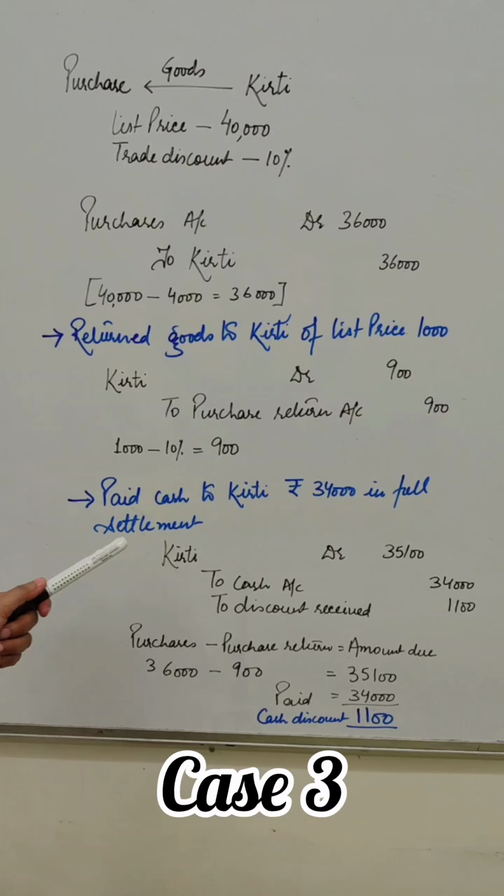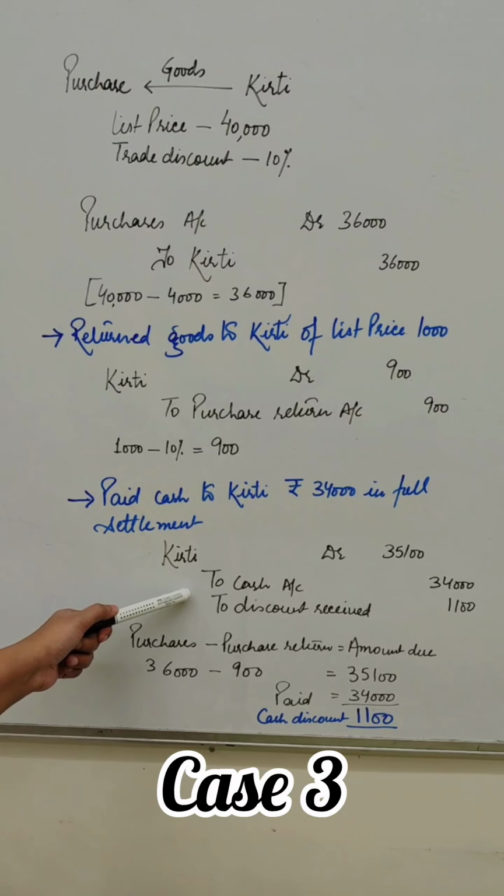Paid cash to Kirti rupees 34,000 in full settlement. Full settlement means this is the final amount after deducting all kinds of discounts. So our entry will be Kirti debit to cash account and to discount received account.